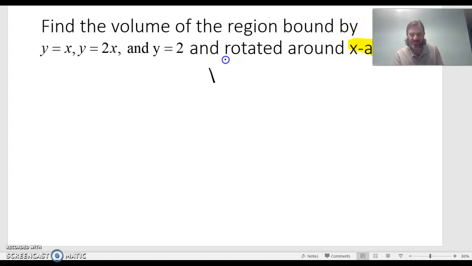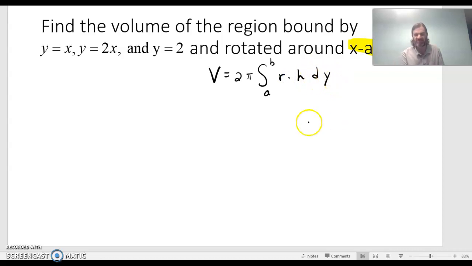Generally, if we're using a shell, the formula would be different than if we use a disc or a washer. If we decide to use the shell, the volume equals 2 pi times the integral from a to b of a radius times a height dy. So a, b, r, and h all need to be in terms of y. So let's start graphing this to see what it looks like.